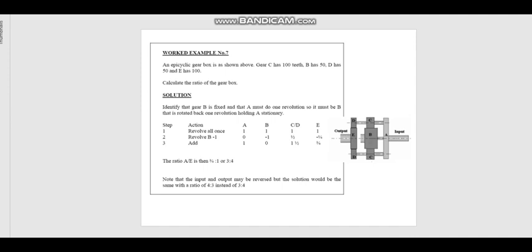It's given here that the epicyclic gear shown has gear TC with 100 teeth, TB equals 50, TD equals 100, and TE equals 100. We are asked to calculate the gear ratio, which is basically the output over the input. A is the input.